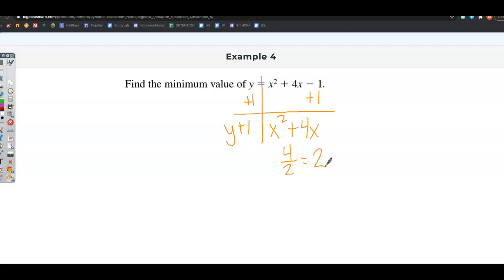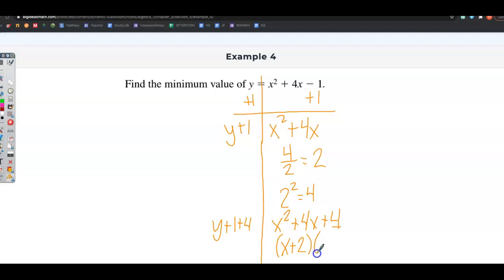So then my next step was to square it. So 2 squared is 4. Then my next step was to add it to both sides. So I would have y plus 1 plus 4. Over here I would have x squared plus 4x plus 4. Then I use factors of 2 and 2, that will get me 4. So yes, it'll be x plus 2 and x plus 2, correct?